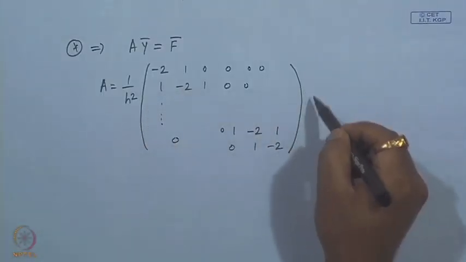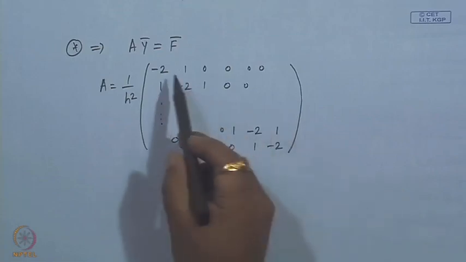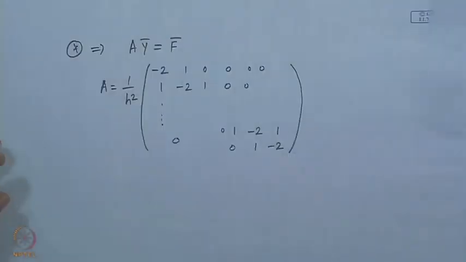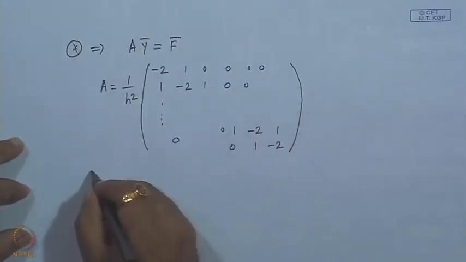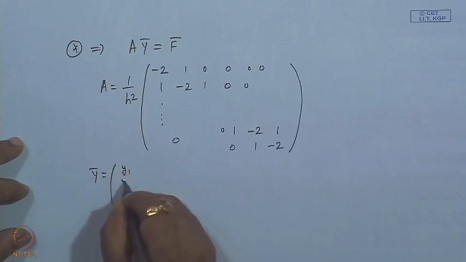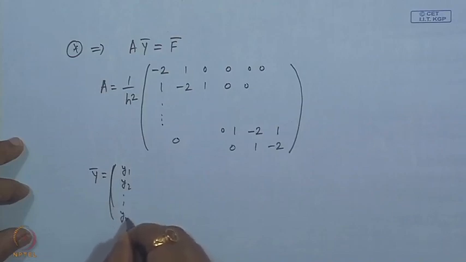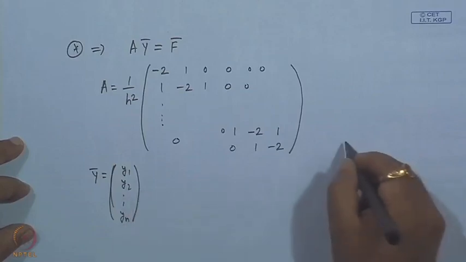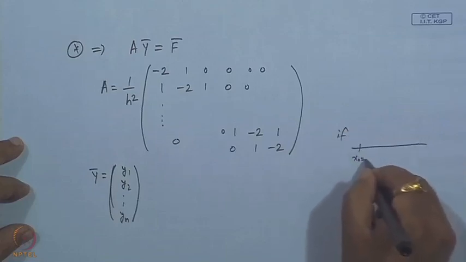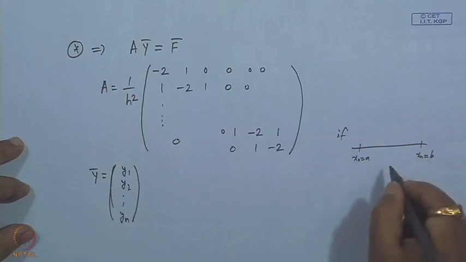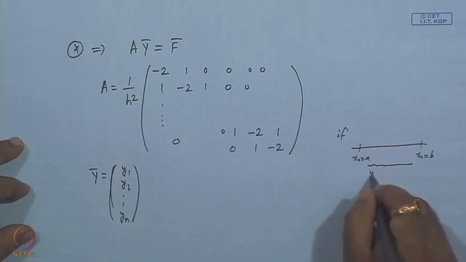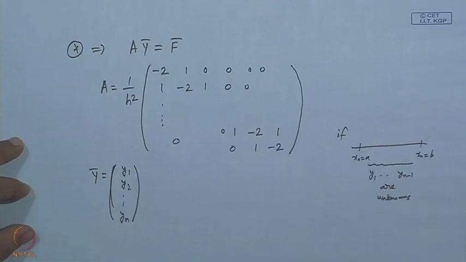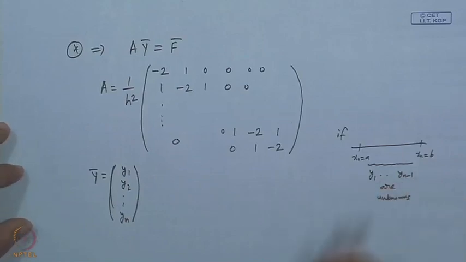Because this has to be multiplied by y1, y2, y3, up to yn, so minus 2 times y1 plus y2, which we retain. Similarly, it is better to write down what y is in this case: y1, y2, and so on. Actually, to have a symmetry, I have given yn plus 1 as b. So, maybe I can add a remark here: if x0 equals a and xn equals b, the unknowns will be y1 and so on, because accordingly the h will change undoubtedly. So, this is the thing.